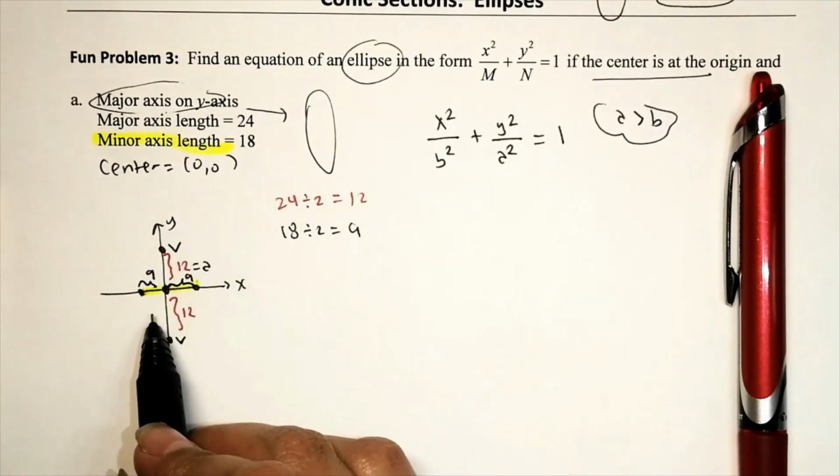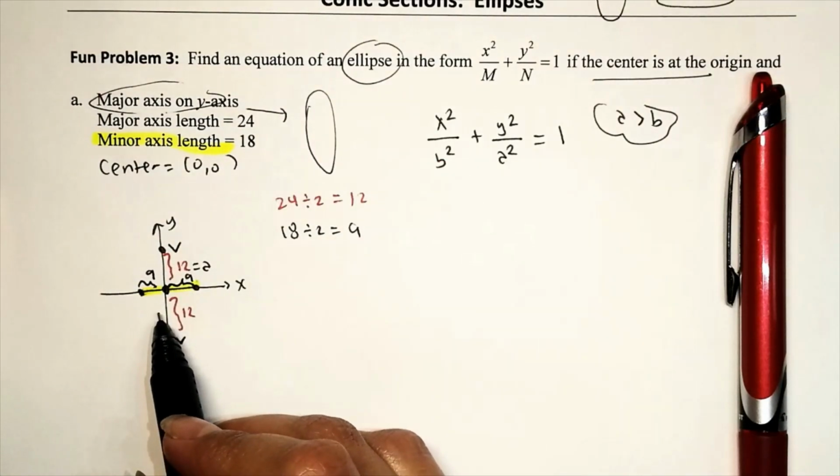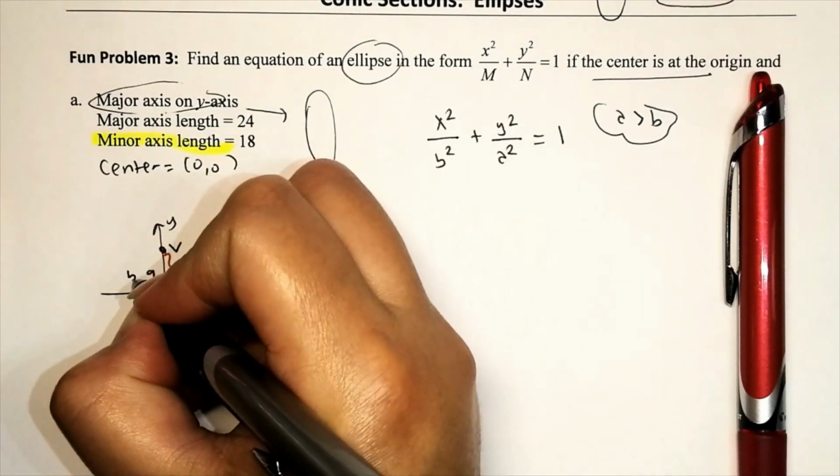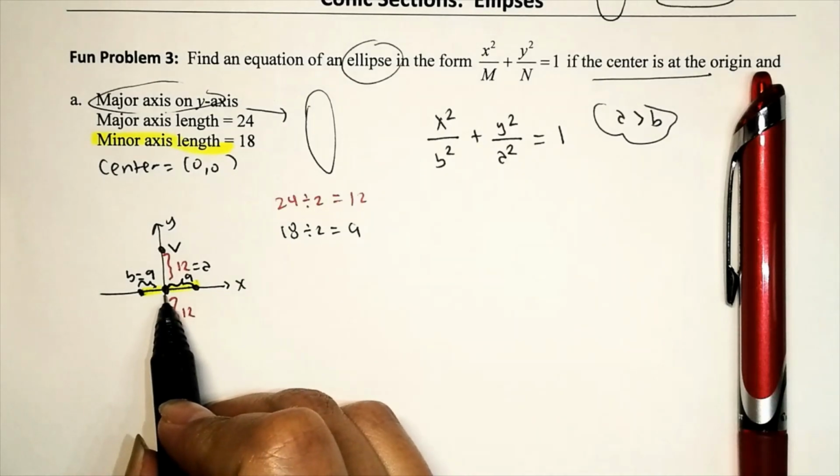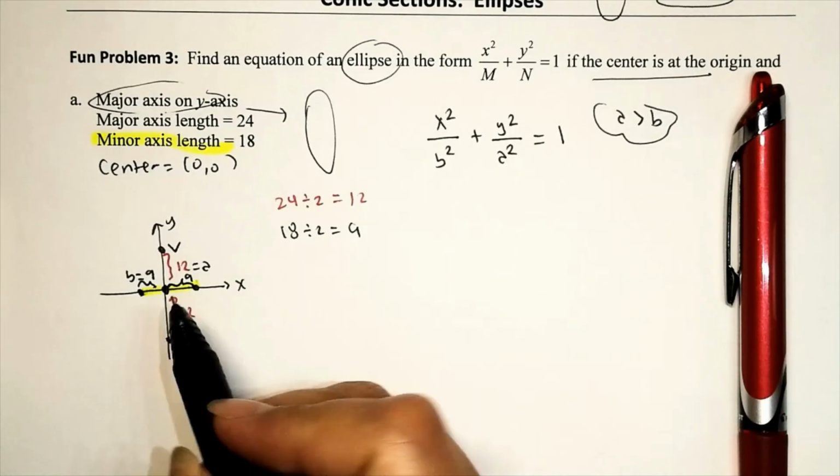Okay, so those are braces. It's hard for me to do. Okay, so that will give us our b. What is the meaning of b? B represents the distance from the center to endpoints on the minor axis.